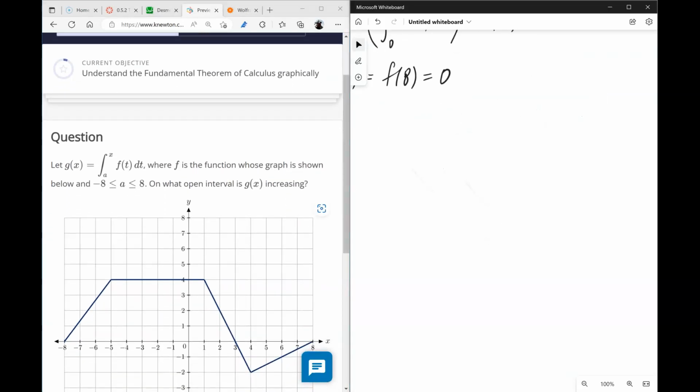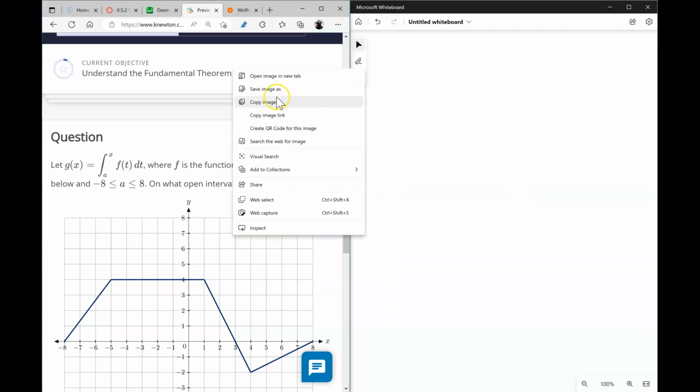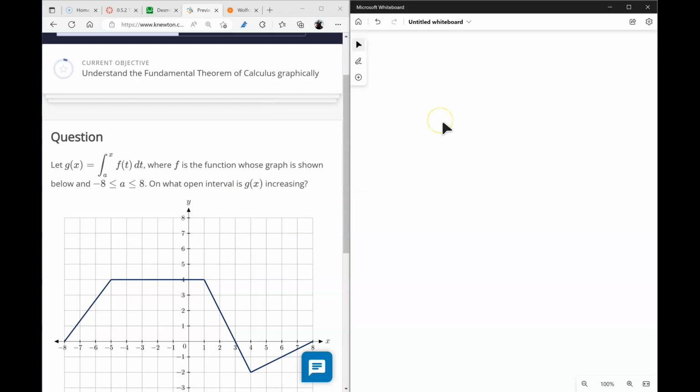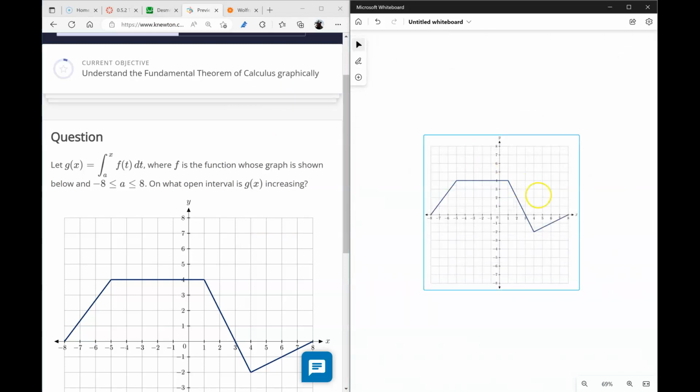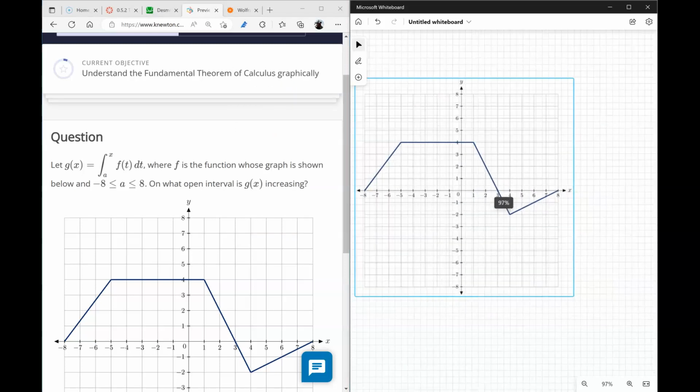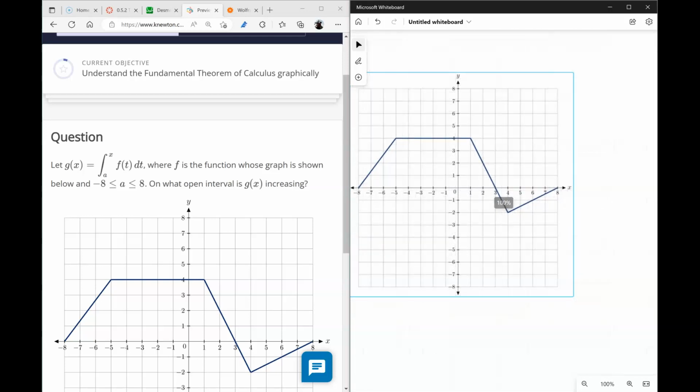Interesting, not a trivial question here, so let's take a look. F is the function whose graph is shown below. G of x is defined as a cumulative area function, and to understand what that means, let me bring this image here and let's play with it.